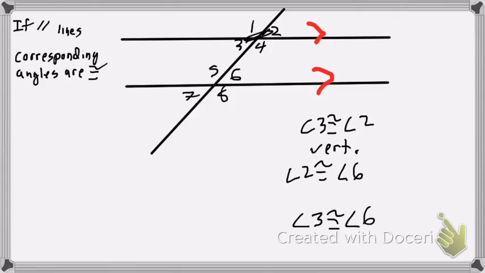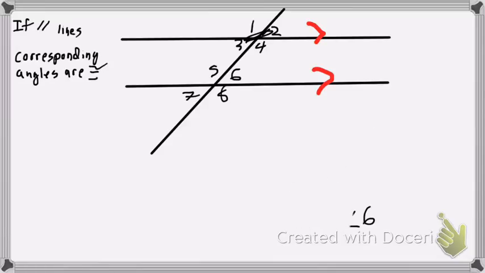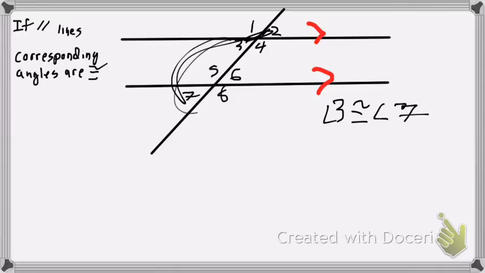Now let's look at our next grouping, and that is same side interior, so 3 and 5. We can look at 3 and 5 and know right off the bat that they are not congruent. One's acute, one's obtuse. So what do we know? Well, we know that 3 and 7 are congruent. Why? Because they are corresponding angles. They're both bottom left. So 3 and 7 are corresponding angles in two parallel lines crossed by a transversal, and therefore they are congruent.